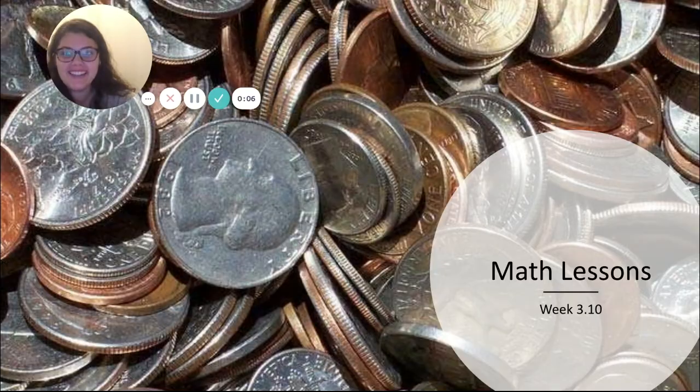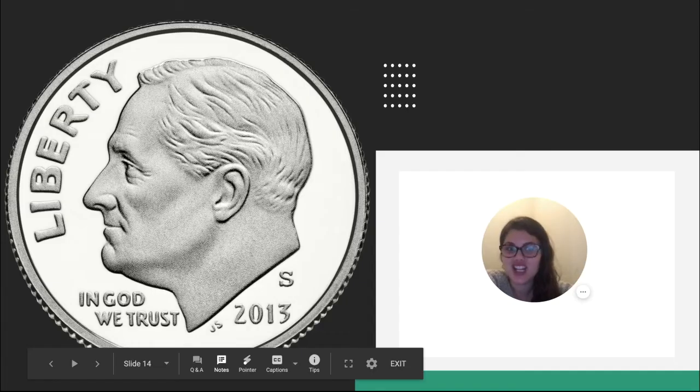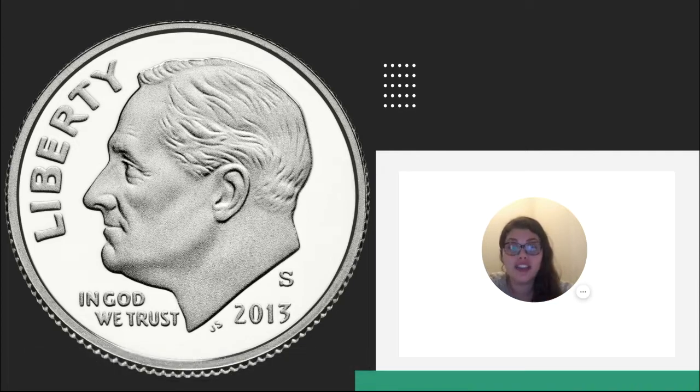Let's get started. Friends, the goals of today's lesson are that you will know that we trade coins or money for goods and services. You'll understand that a dime is money or a coin that is equal to 10 cents, and you'll be able to recognize key features of a dime. In our learning goal today, we heard that we are going to be learning all the important key features and characteristics of a dime.